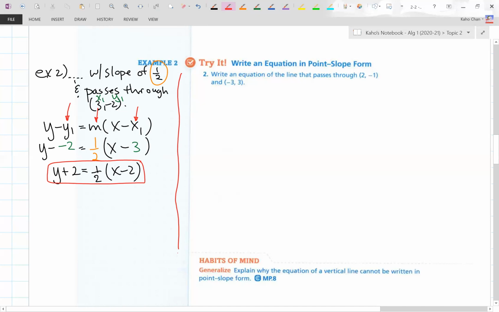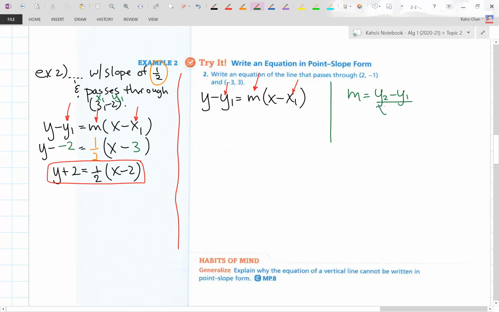Example 2 in your note taker is a little different and has a little extra work you have to do. Unfortunately, you can't just plug it in because they don't give us a slope. You have to figure out what the slope is. We'll do that in a second. Let's write down our formula: y - y1 = m(x - x1). We don't know what m is, so we're going to have to figure that out off to the side, using the slope formula.